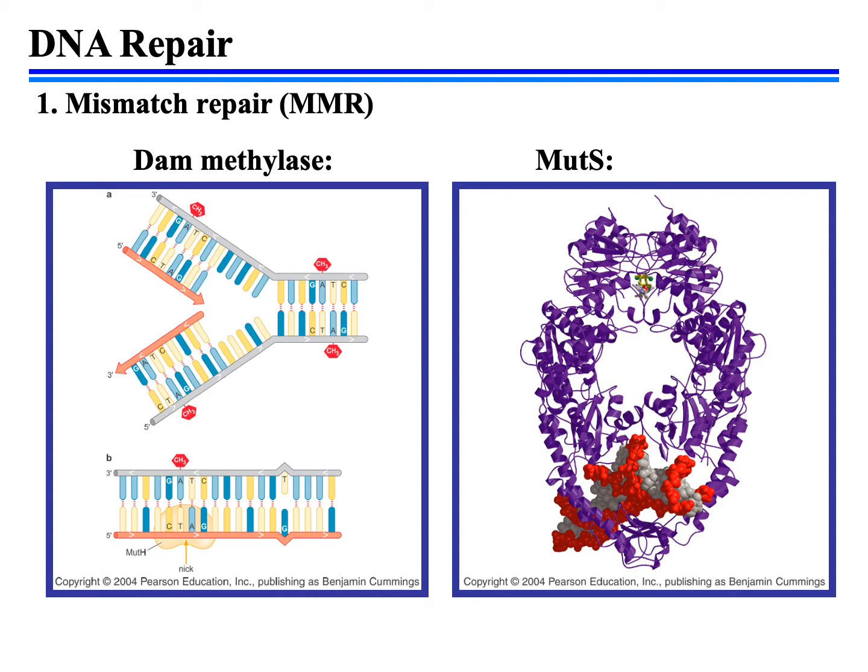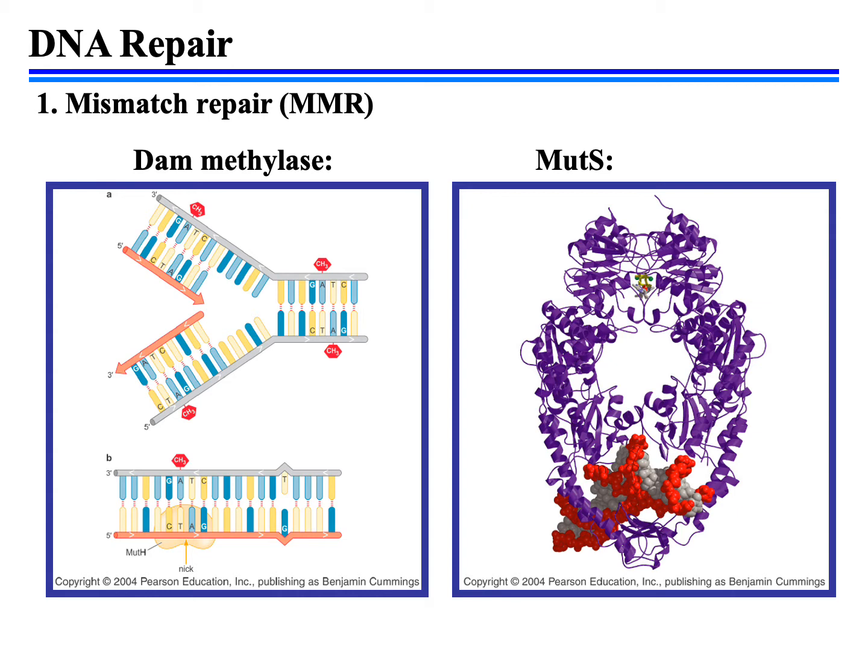In addition, on this slide, you see an enzyme known as MutS. MutS is an enzyme that occurs as a dimer, meaning that there's two copies to make the functional repair protein. It has an overall horseshoe shape, and its job is to scan the DNA looking for mismatches that have occurred.